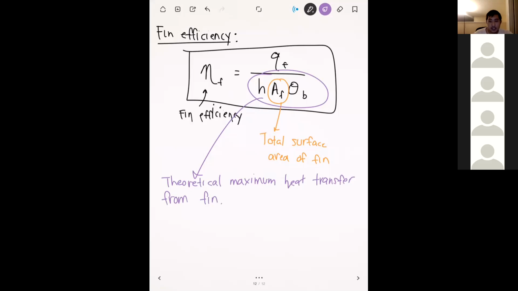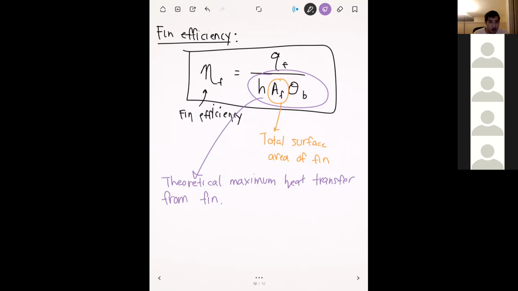Because the best case scenario for your fin, or the conditions where you achieve maximum heat transfer, is if the entire fin was the same temperature as the base. So you have basically theta_b throughout the entire fin, and that's as efficient as you can get for the fin. And so what you're computing here is another ratio, which is the actual amount of heat transfer that you get from the fin, Q_f, divided by the theoretical max.